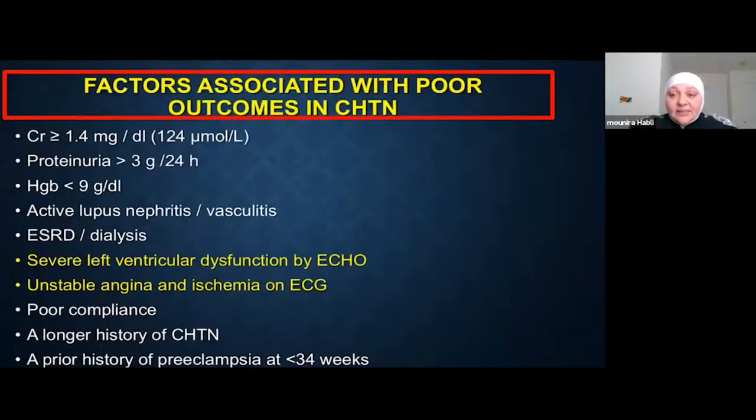At the first prenatal visit, some factors that help us in counseling that this pregnancy will have a poor outcome are as follows. If we have a creatinine more than 1.4 milligram per dL, proteinuria more than 3 gram in 24 hours, anemia, hemoglobin less than 9, active lupus or any vasculitic disease, dialysis, severe left ventricular dysfunction on echo, any MIs on EKG, poor compliance, long history of chronic hypertension, and a prior poor history of adverse pregnancy outcome, especially preeclampsia before 34 weeks.